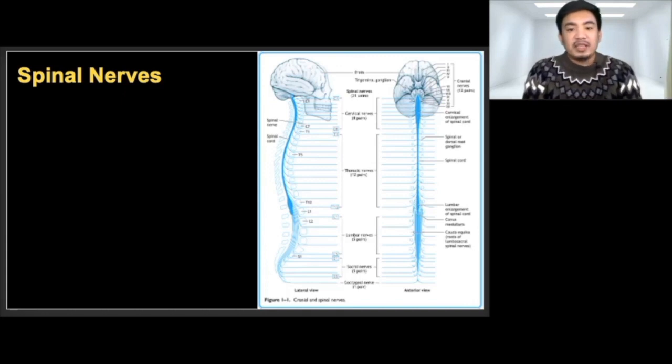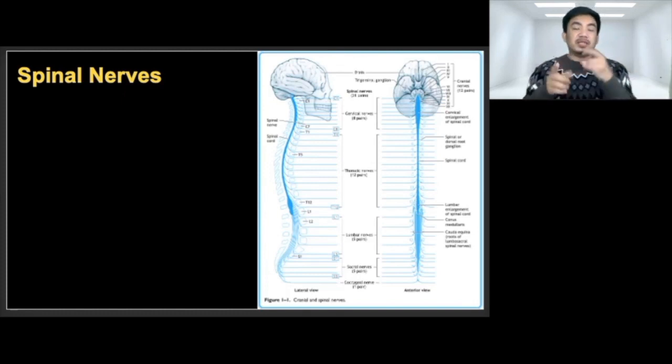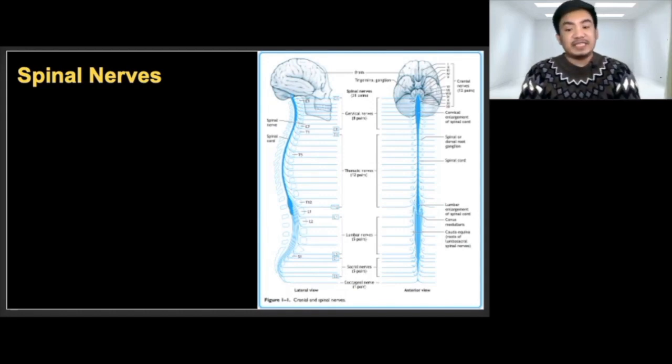So the spinal nerves are named according to the regions of the vertebral column with which they are associated. For example, the cervical, the thoracic, the lumbar, the sacral, and the coccygeal. For the cervical nerves, we have 8 pairs. For the thoracic nerves, we have 12 pairs. For both lumbar and sacral, we have 5 pairs, and a pair for the coccygeal nerve.